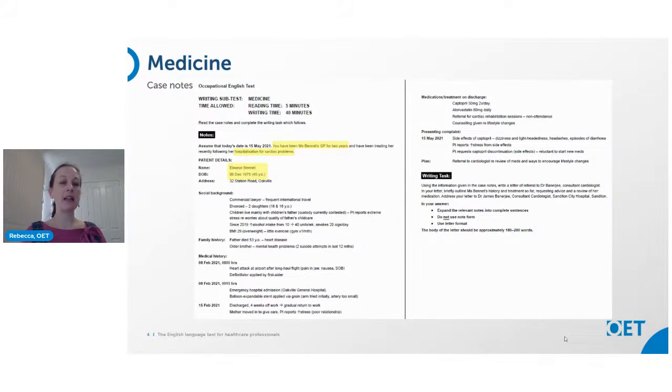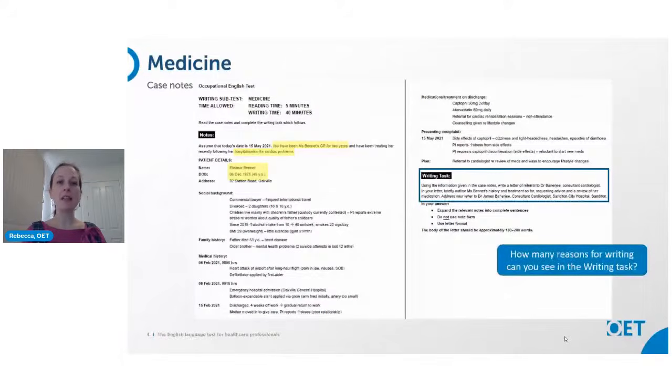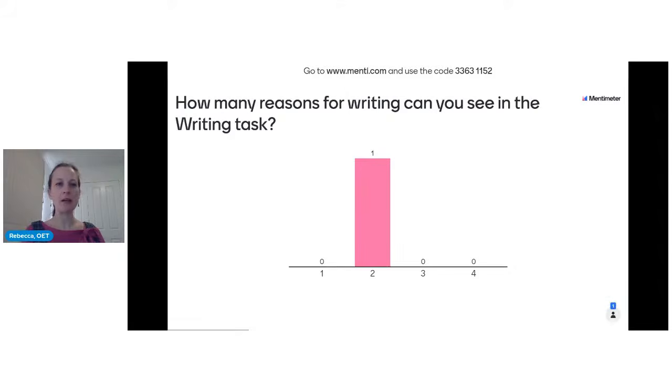Now, next, we need to understand who we are writing to and why. And I'm going to ask you to look at this information, which is in the writing task at the end of the case notes. And then I'm going to set you another poll question. So the poll question's coming up. You can click on it in the chat now. And also answer this question: how many reasons for writing can you see in the writing task? So have a look at the writing task, which is highlighted on your screen, and then go to the poll question using the link in the chat and let me know how many reasons for writing you can see. Can you see 1, 2, 3, or 4?